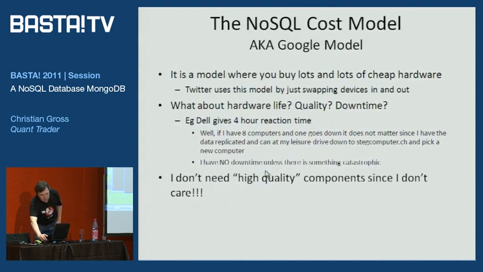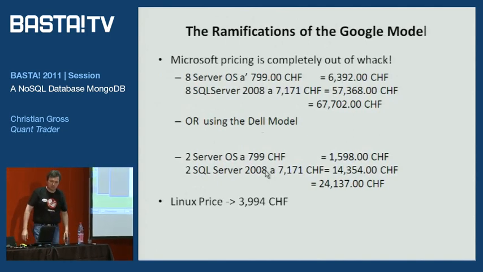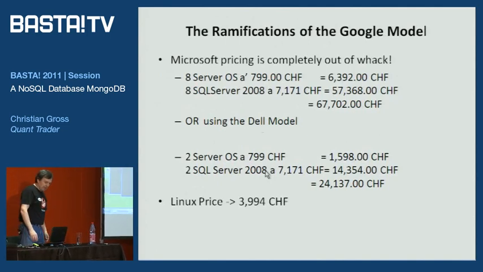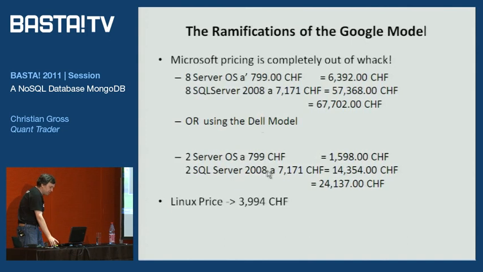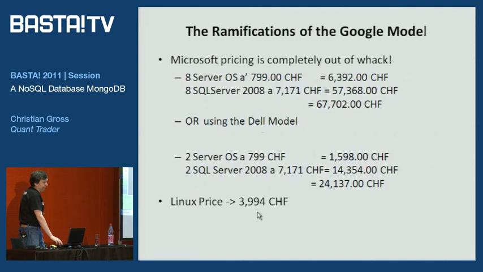The Google model is about buying lots and lots of cheap hardware. Who cares about how good quality it is? Doesn't matter. Throw it away. The ramifications of the box, the price is astounding. If you were to sit there and use Dell, or if you were to use Linux, look at the differences. You're going from 67,000 with 24,000 or 3,944. What do you think? Bit of difference?